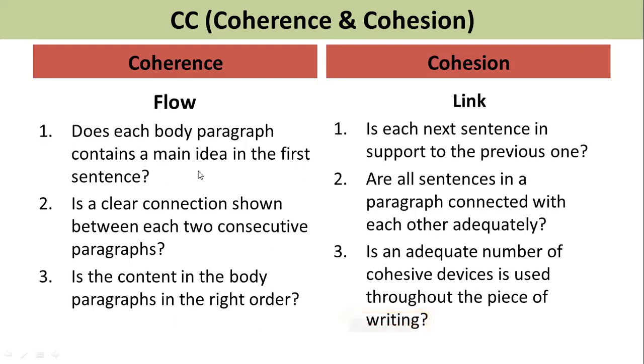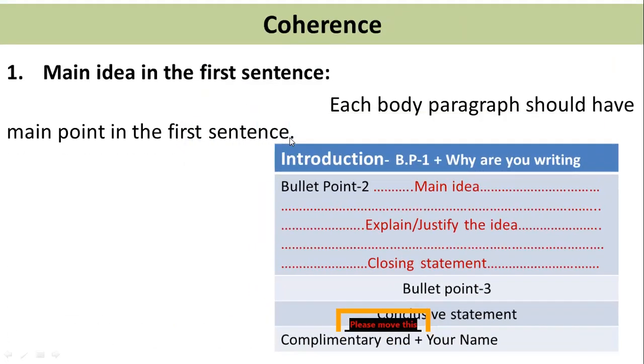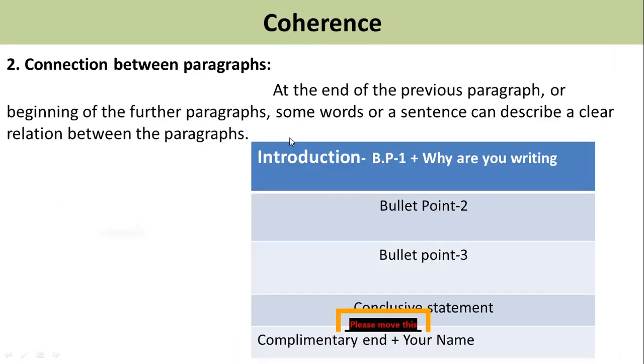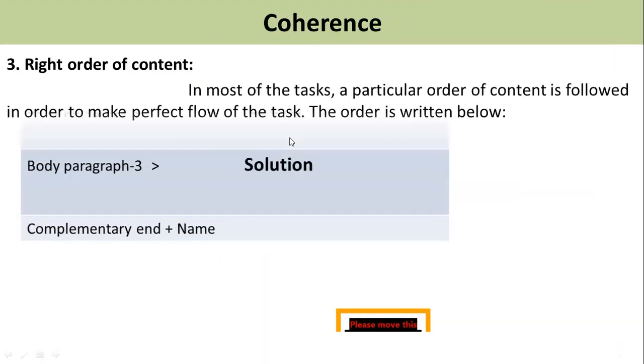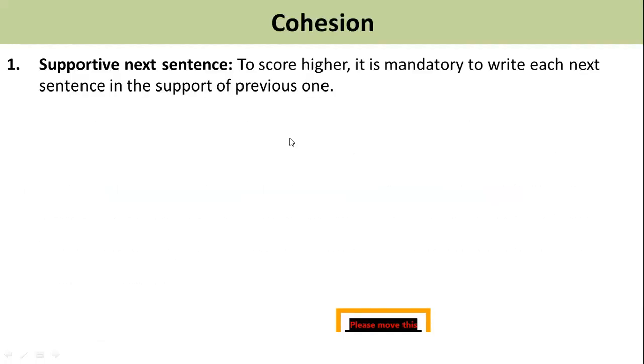All of the sentences must be connected with each other with good cohesive devices. What are the cohesive devices? I will tell you, don't worry. Let me just explain. This is the main idea in the first sentence. Coherence second point. Coherence third point. RES pattern. Now let's go to cohesion. Supportive next sentence. To score higher, it is mandatory to write each next sentence in support of the previous one.